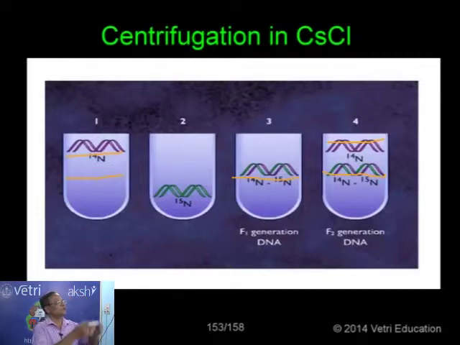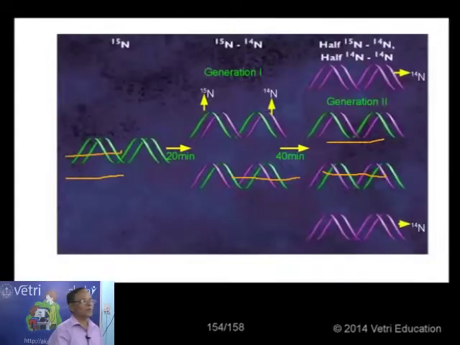For that, we are using what is called centrifugation in cesium chloride. We take the molecule, add it to cesium chloride and then centrifuge it, spinning it, and based on the sedimentation constant they get sedimented according to the density gradient, not weights.